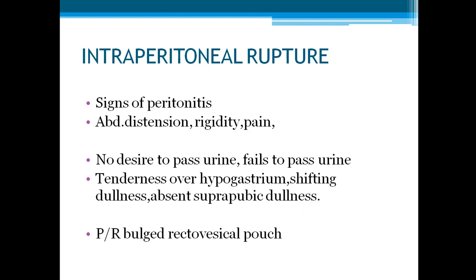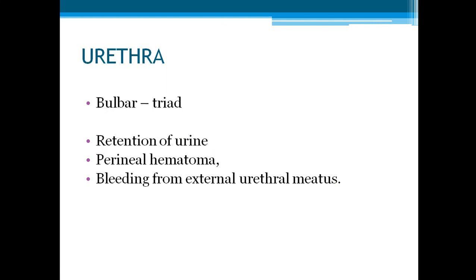When there is an intraperitoneal rupture of the bladder, there will be signs of peritonitis with abdominal distension, rigidity, and pain. Again, the patient has no desire to pass urine or fails to pass urine. With tenderness of the hypogastrium, shifting dullness, and absence of palpable bladder dullness because the urine is leaking into the peritoneal cavity. And when you do a per rectal examination, you see there is a bulged retrovesical pouch. This is because of the collection of urine.